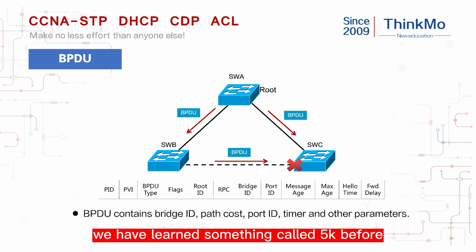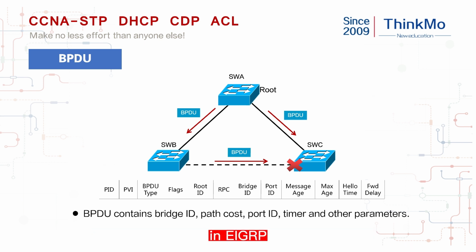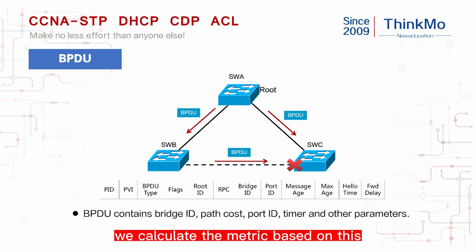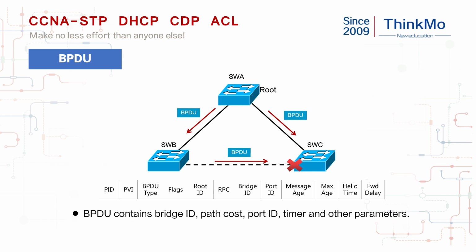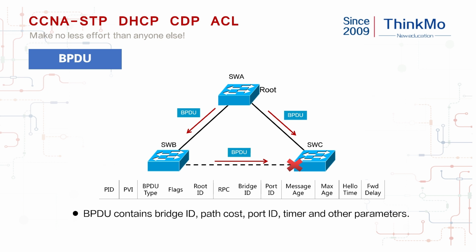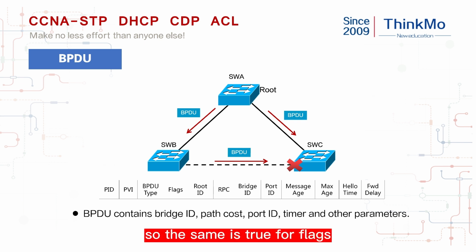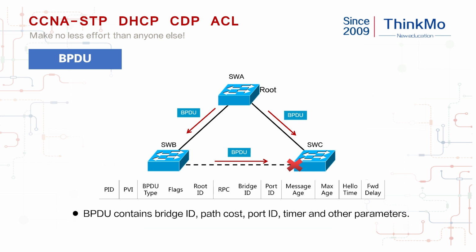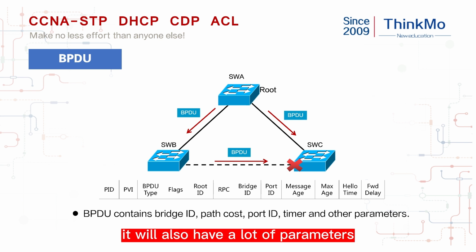We have learned something called the 5K before. In EIGRP, we calculate the metric based on this. It's like five switches, for example, it chooses 1, 2, 3, 4, 5. Then five digits, and each digit has two values, 0 and 1. 0 means no reference, 1 means reference. The same is true for flags. It will also have a lot of parameters, a total of 8 parameters.